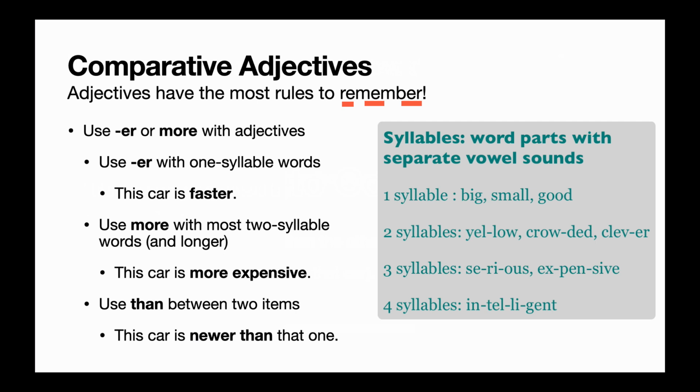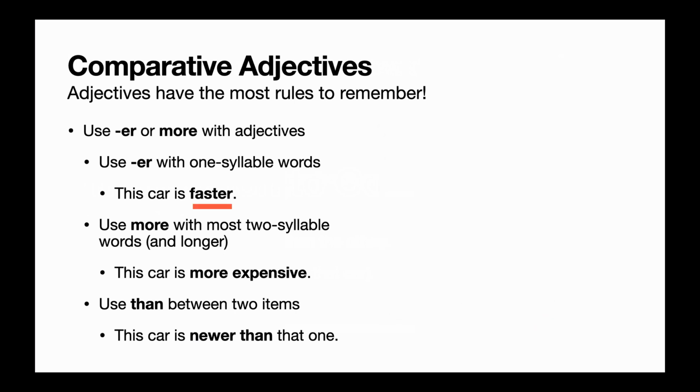Remember. When we compare with adjectives, we can use the word more with longer words, but when we have short words, we use the suffix er. So for example, the adjective fast, we would make into faster, since fast is just one syllable, fast.